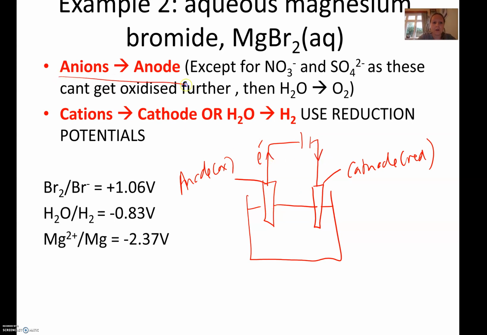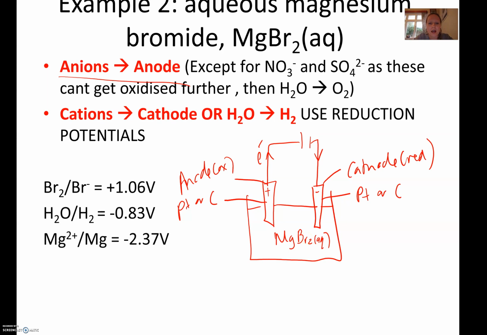Anions are attracted to your anode, so that means anions are negative, so the anode must be positive, and this must be negative. In electrolytic cells, the electrodes are always inert, which means they're going to be made out of platinum or graphite, which is carbon. So platinum or graphite. And I should have done that in the last one. Sorry about that. So now we're going to put in our electrolyte, magnesium bromide, aqueous.